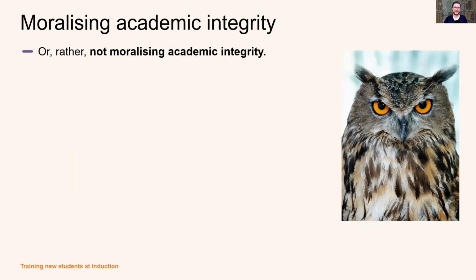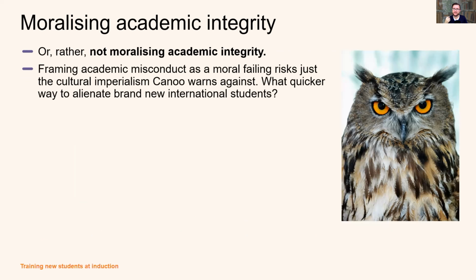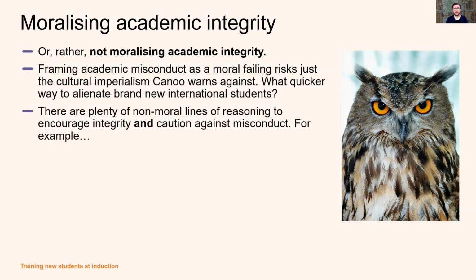And this leads me to talk about moralizing, or rather not moralizing. So if we do start framing academic misconduct as a moral failing, if we start referring to it exclusively as cheating, lying, all these negative strident terms, then we risk the kind of cultural imperialism that Kano is warning us about. And this can actually lead very early on to international students feeling targeted, perhaps even profiled by the kinds of academic integrity interventions we're making.